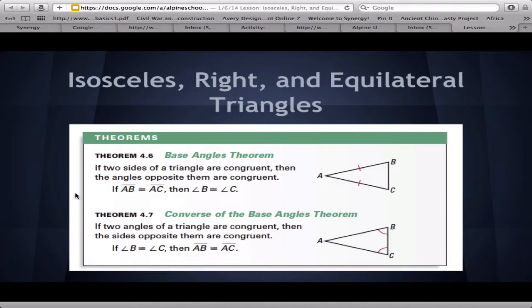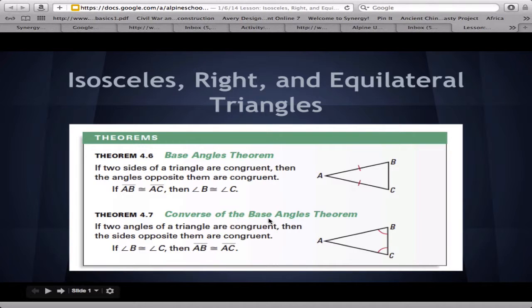So the base angles theorem states that if two sides of a triangle are congruent, then the angles opposite them are congruent as well. So if you have these two sides right here, AB and AC, then the angles opposite those sides are congruent. The angle opposite AC is angle B, and the angle opposite AB is angle C. So these two angles should also be congruent.